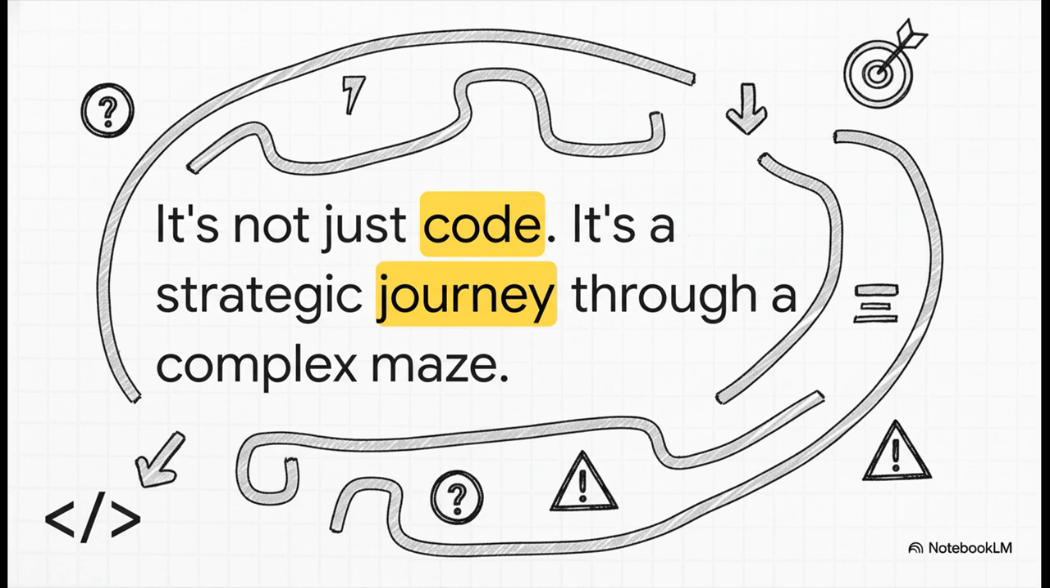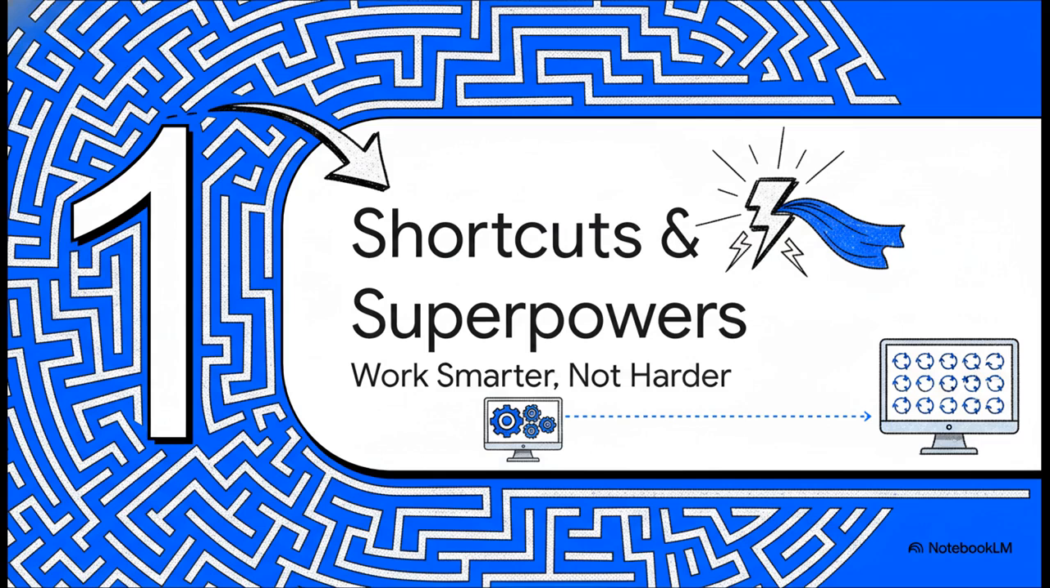The goal isn't just about getting to the end, it's about finding the absolute smartest, most efficient path to get there. Now, getting through this maze used to be this grueling, totally manual process. But today, we've got some incredible shortcuts, and I'd even call them superpowers, that have completely changed the game. It's all about working smarter, not harder.